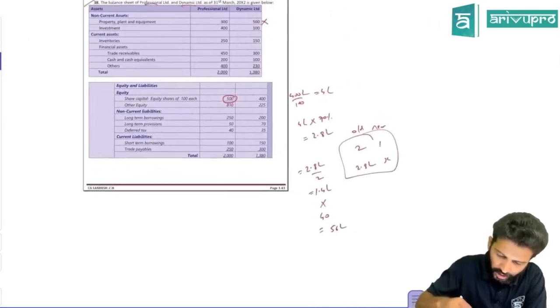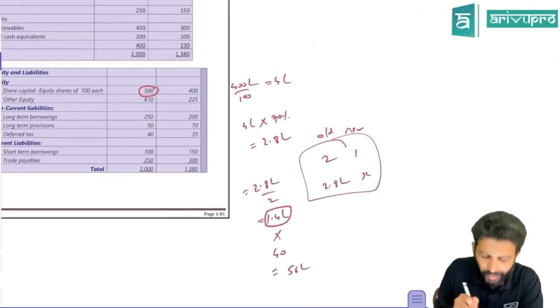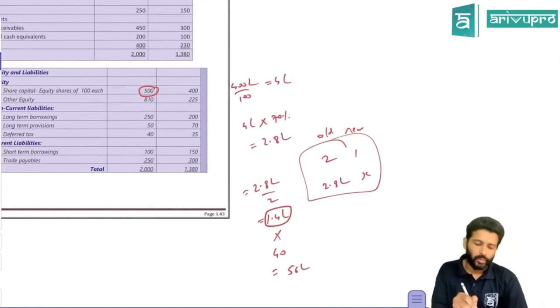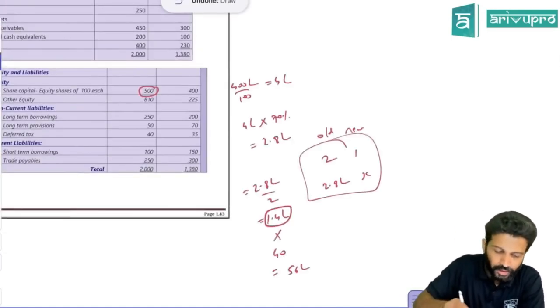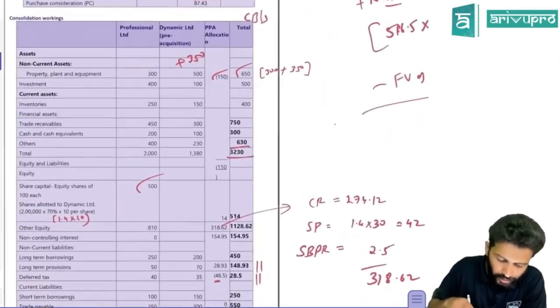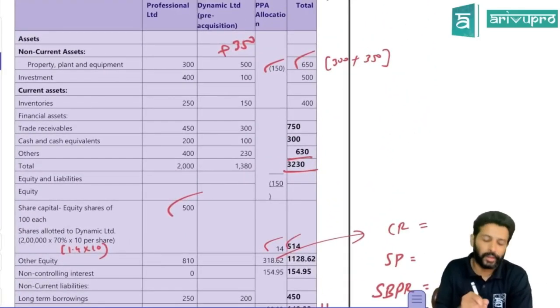Where did it go? Here. So totally how many shares did we issue? 1,40,000 shares. It was valued at 40, but the face value is only 10. So 1,40,000 into 10 will be how much, sir? 14. So you add 14 there. That's all. So 500 you add 14. That's why they've got 514. This is the other equity.